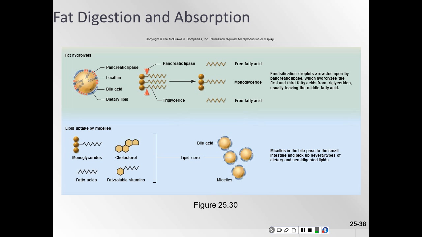Now the bile, phospholipids, and the cholesterol diffuse into the center of the micelle to form its core. So in here, you're going to have the bile, phospholipids, and the cholesterol. All these make up the core. Then the micelle is going to pass down the bile duct into the duodenum, where they absorb the fat-soluble vitamins, more cholesterol, and the products of the fat digestion.